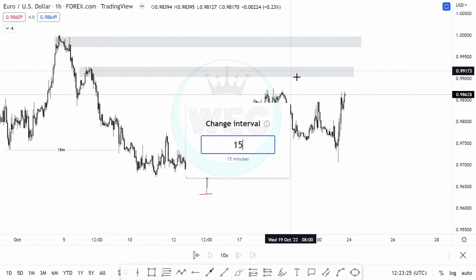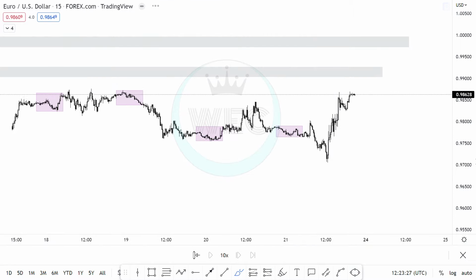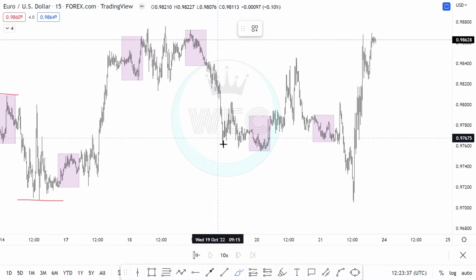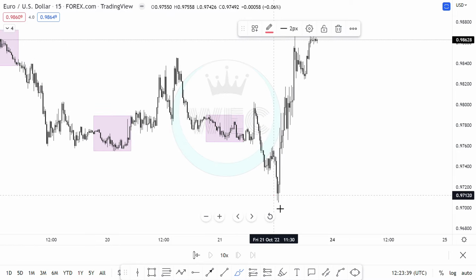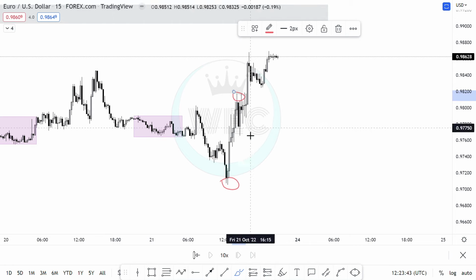If I switch to M15, this is what I am seeing on M15. Personally I have this low which created this high, and currently I'm looking at this low which has created this new high.